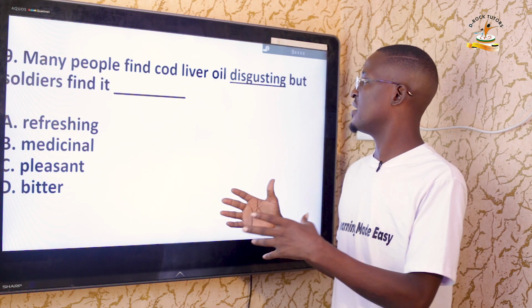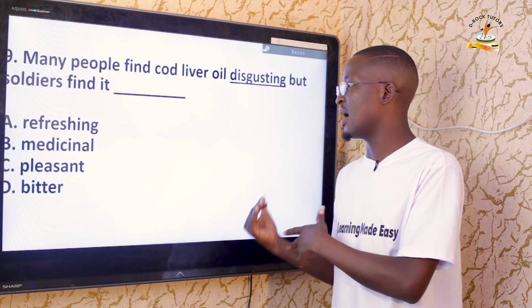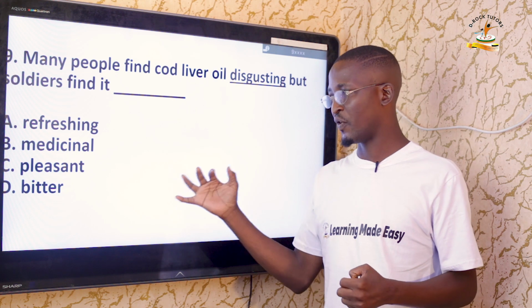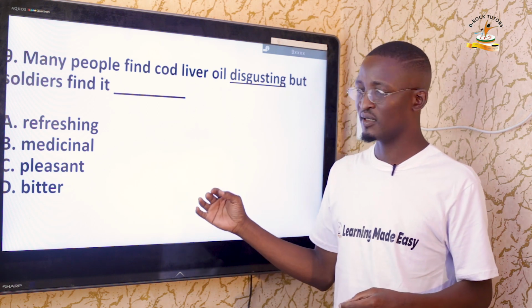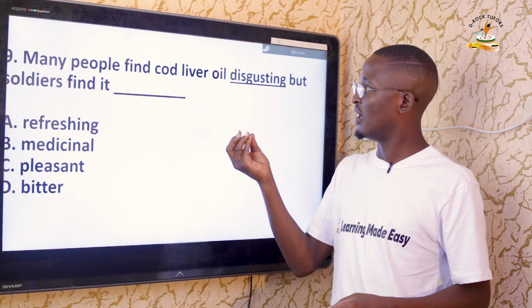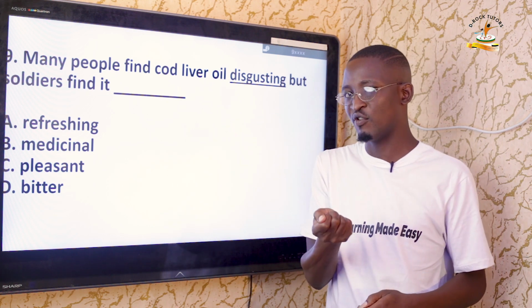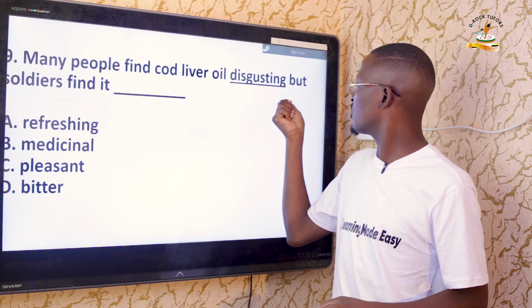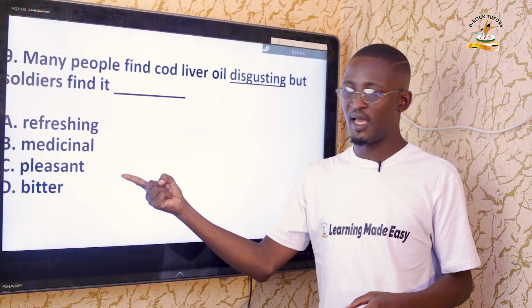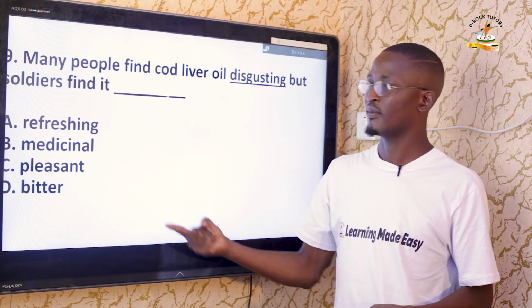Number 9. Many people find cod liver oil disgusting, but soldiers find it dash: refreshing, medicinal, pleasant, bitter. Of course, you're talking about a drug here. So, since you are having a disgusting form, then the next should be pleasant, which is option C.